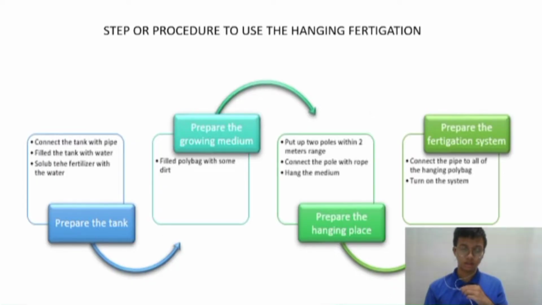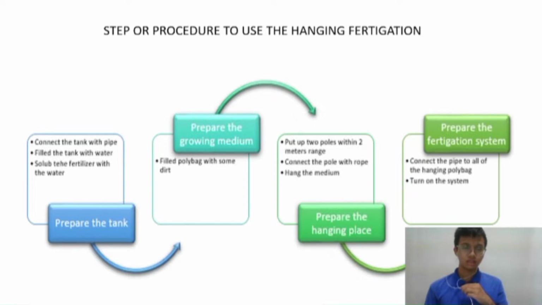My name is Ahmad Isham Behadi, and today I'm going to talk about the steps or procedure to use the hanging fertigation. The first step is to prepare the tank. First, connect the tank with pipe. The example of the pipe that we use is PVC pipe. Second, fill the tank with water. Lastly, dissolve the fertilizer with the water in the tank.